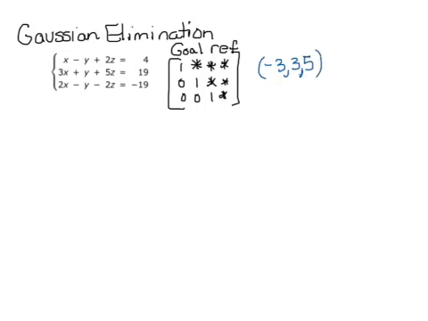Now we want to write down our augmented matrix. So we want to take our current system of equations and write down all of the coefficients for the variables and all of the answers in the last column.